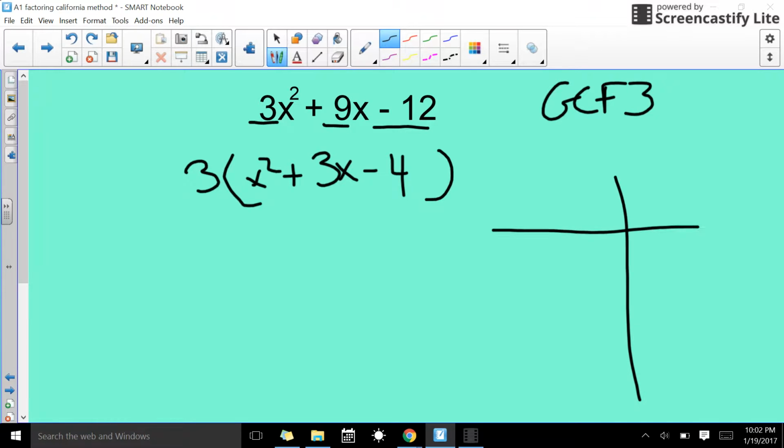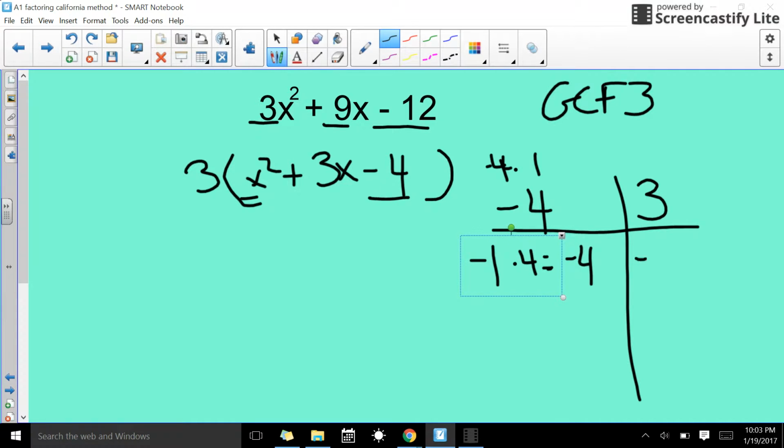So when I do this, I'm going to have negative 4 times 1. Oh gosh, negative 4 times 1, I'm going to get negative 4, and then it needs to add up to 3. And I can already tell that it's going to be something with 4 and 1. So let's do negative 1 times 4. Okay, and we get negative 4. Now, negative 1 plus 4 is going to give us 3, so we can use those.